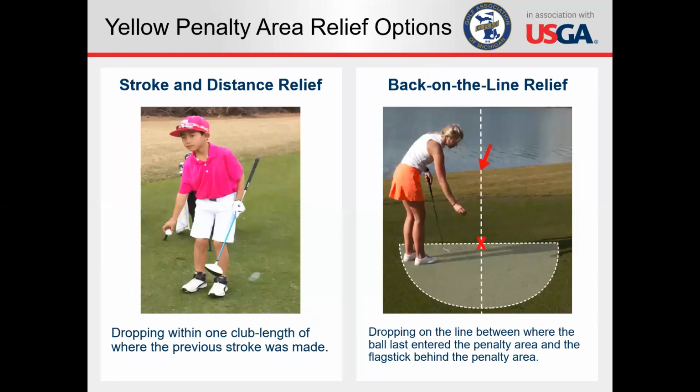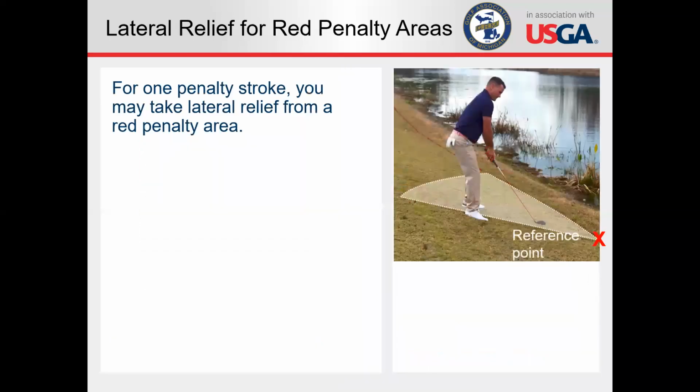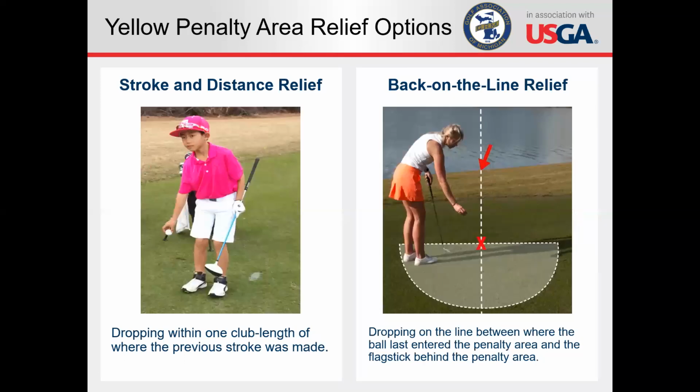Okay, so again, stroke and distance, we're going back to where we last played from, but it's within 1 club length of that point either way, and we have that area in which to drop in. And then back in a line relief, again, we're still finding where we last crossed the edge of the penalty area, which is where that arrow is. And we're going to go back in a line with the flag and that point as far back as we need to. But really that reference point is where that X is. And we get 1 club length in either direction in which to drop there.